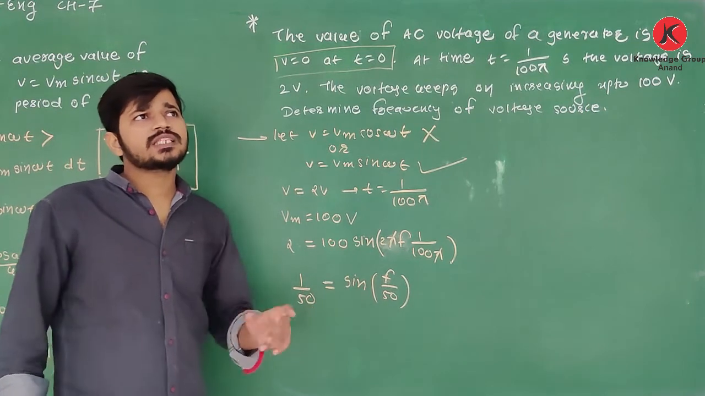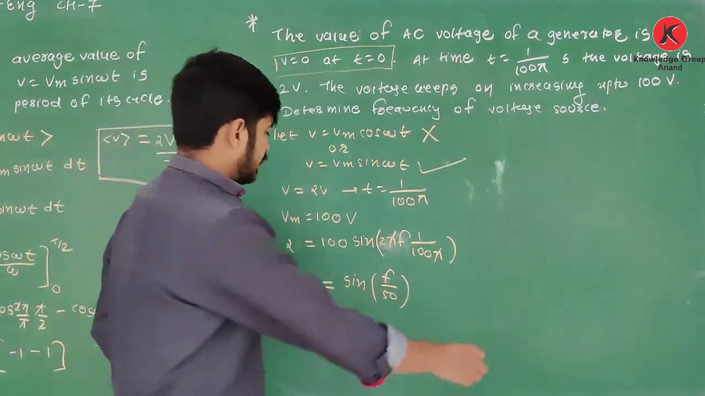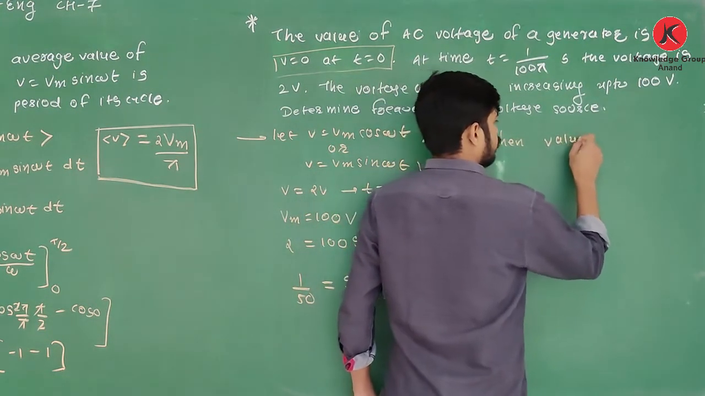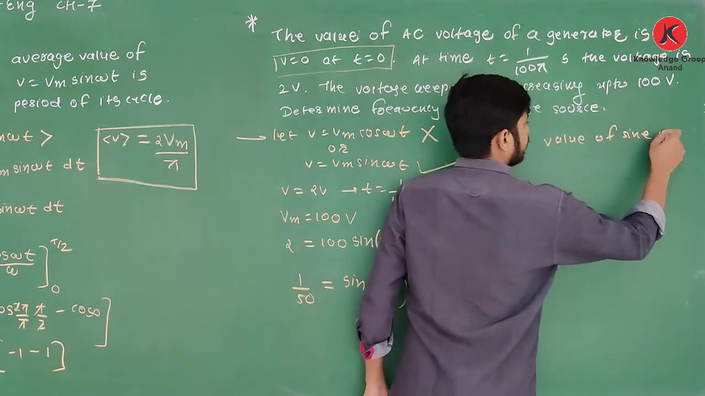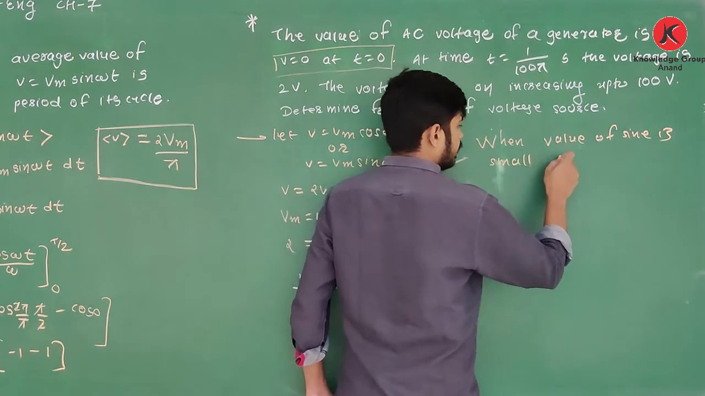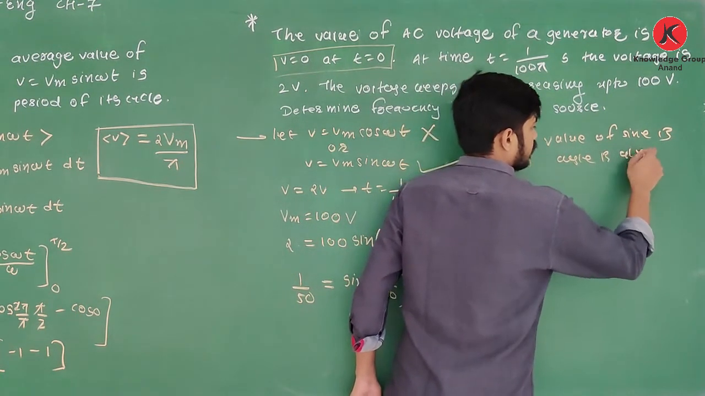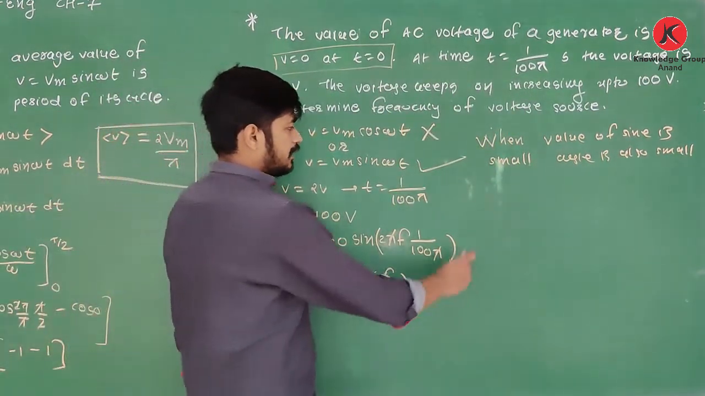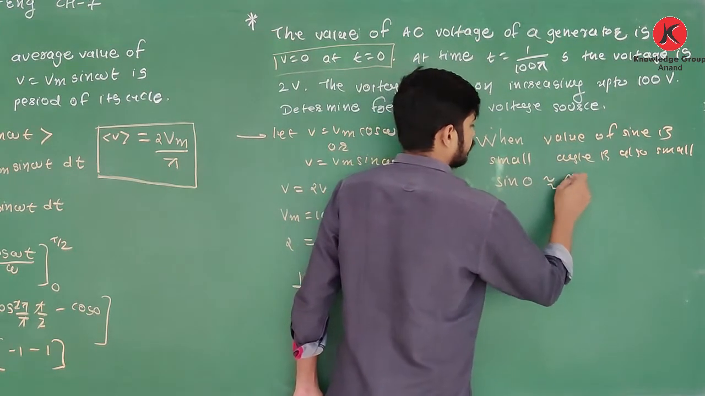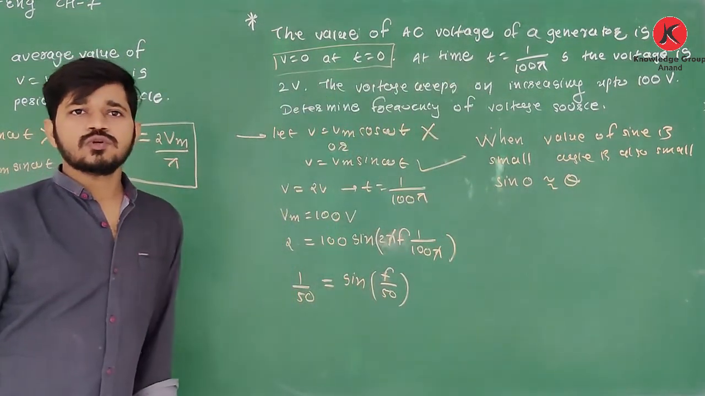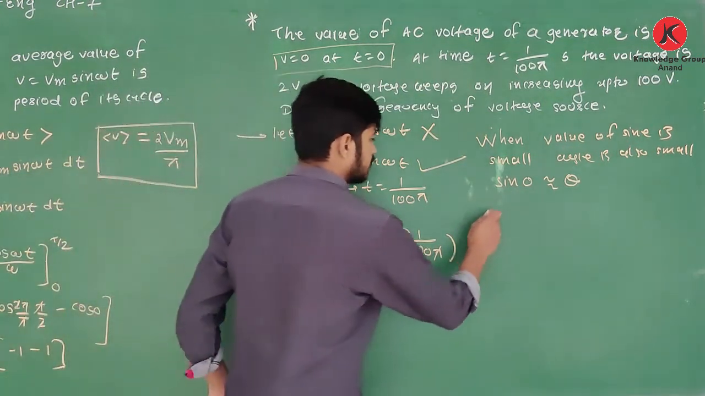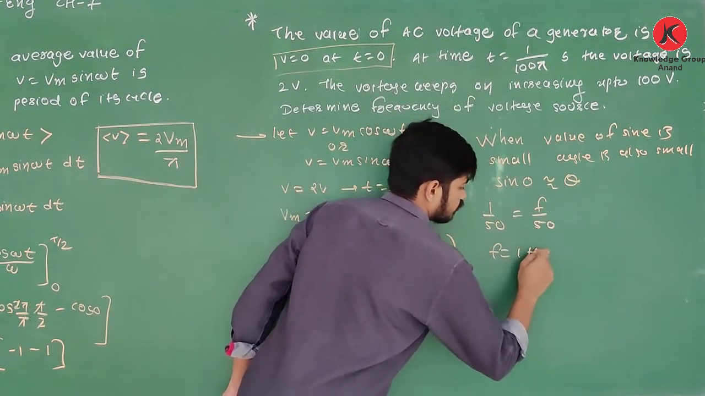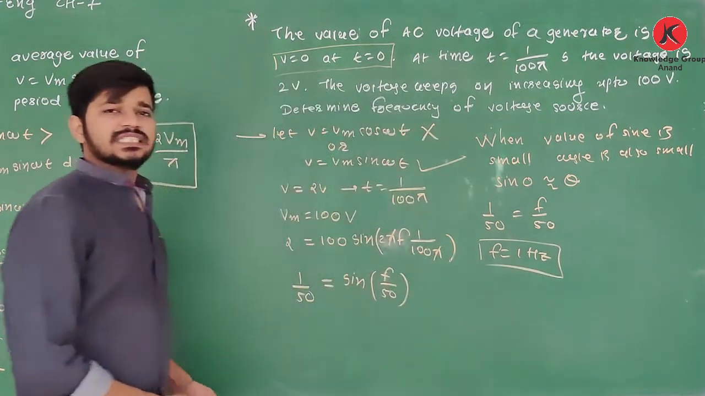And we know that when value of sine is very, very small, angle is also small. And see, from this equation it is clear, angle F upon 50 is obviously small. And we know that in this case sine theta is nearly equal to theta. So yes, I can compare this equation directly, 1 upon 50 is equal to this F upon 50. So frequency is 1 hertz.